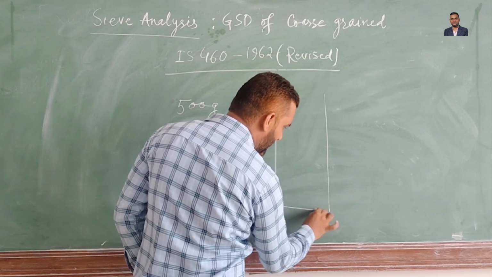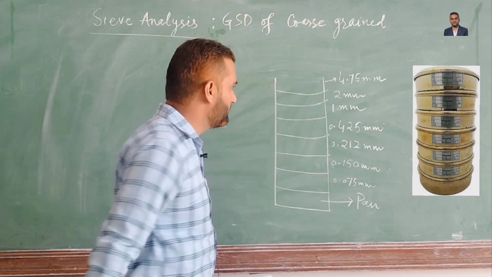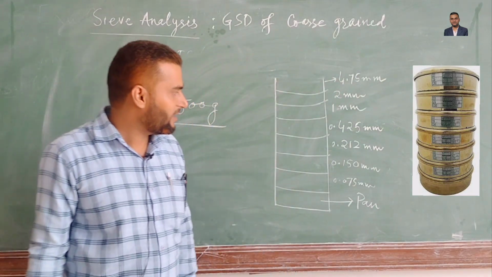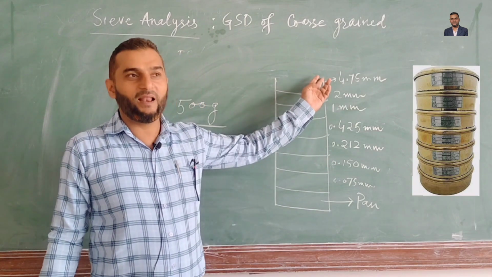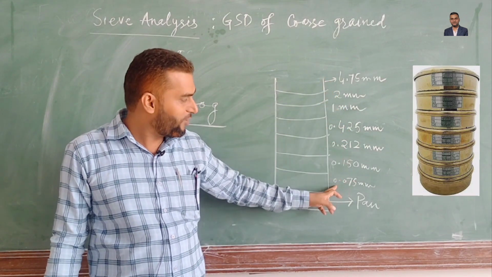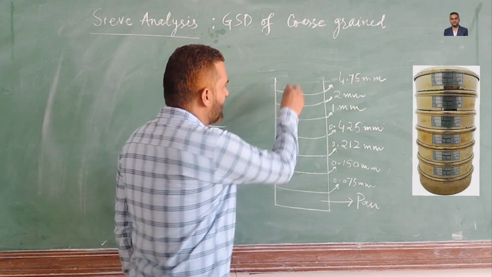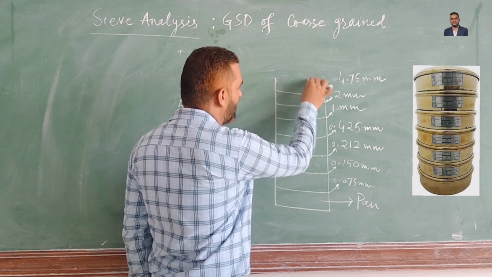अब हम selected number of sieve लेंगे, उसको इस तरह से अरेंज करेंगे कि larger sieves will be on the top, उसके बाद धीरे धीरे कम होते होते फिर लास्ट में पैन होगा. अब जो हमने सॉइल लिया था उसको सबसे ऊपर वाले सीव पे रखेंगे.